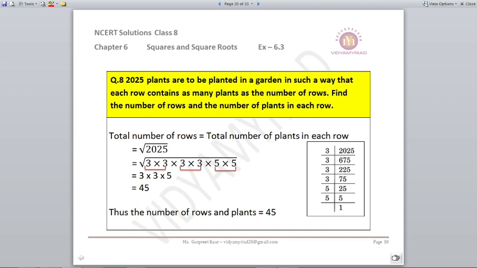Next, 2025. Plants are to be planted in the garden in such a way that each row contains as many plants as the number of rows. So the same number of rows and the same number of plants should be there, which means I need to find out the square root of 2025. I could see that 3 has a pair, one more 3 has a pair and 5 has a pair. So 3 into 3 into 5 gives me 45. So the number of rows and plants will be 45.